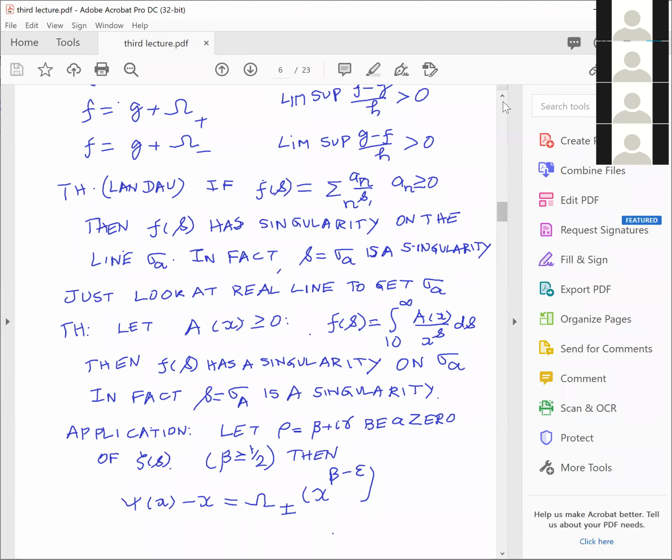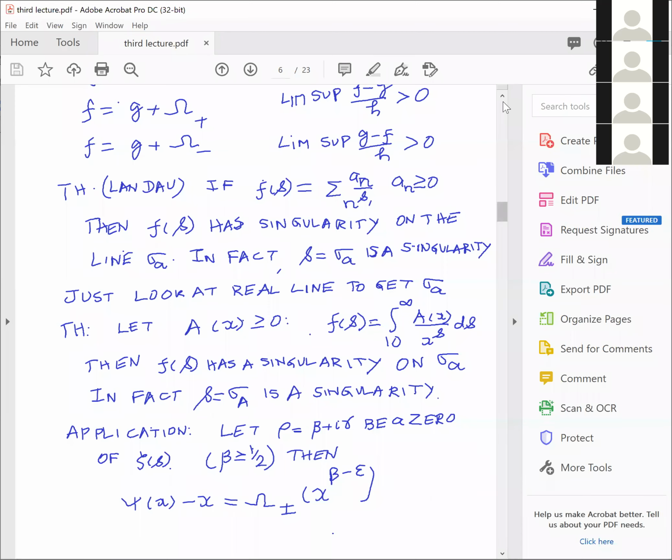Then this function f of s, which is the integral from 1 to infinity of a of x times x to the power minus s, also has a line of convergence with the same argument. And once you have that line of convergence, to the right it will be convergent, to the left it will not be convergent. And then on that line of convergence, because a of x is non-negative, f of s has a singularity. And in fact, that singularity would be the point of intersection of the line of convergence and the real line. Therefore, you have to go only to the real line.